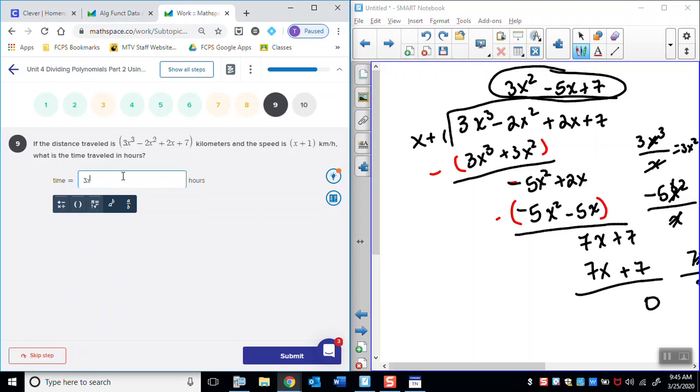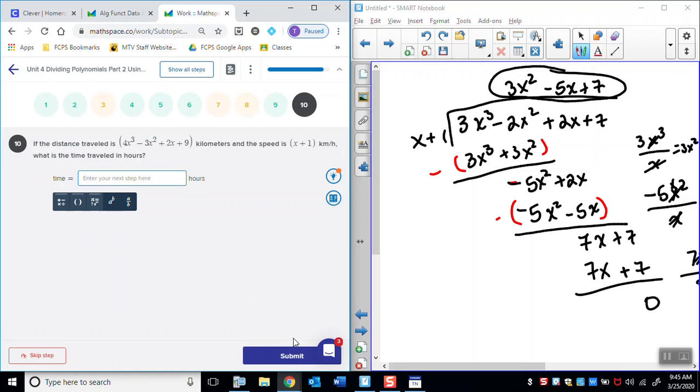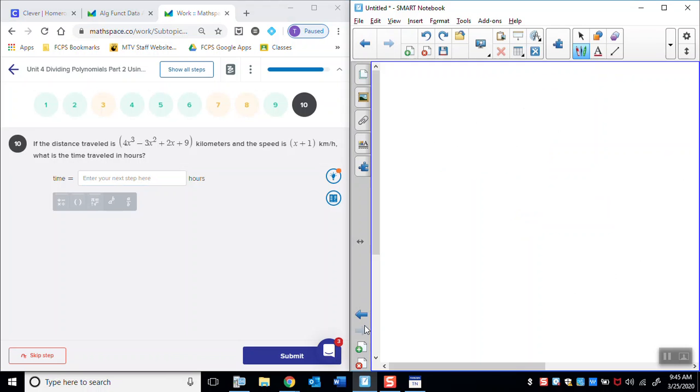3x squared minus 5x plus 7. Okay. And then the last one, same type of problem: 4x cubed minus 3x squared plus 2x plus 9, and then we're going to divide it by x plus 1.